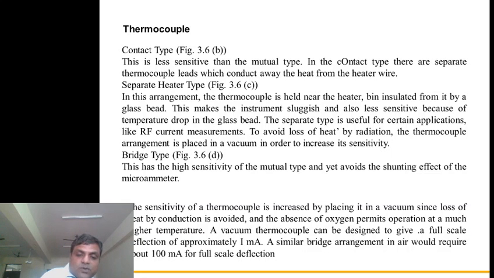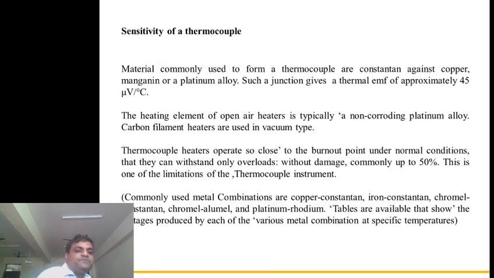A vacuum thermocouple can be designed to give a full scale deflection of approximately 1 milliampere. A similar bridge arrangement in air would require about 100 milliamperes. See, regarding the range of current required, if we are using a vacuum, we require 1 milliampere of current, but if we are not using the vacuum, we require 100 milliamperes of current.